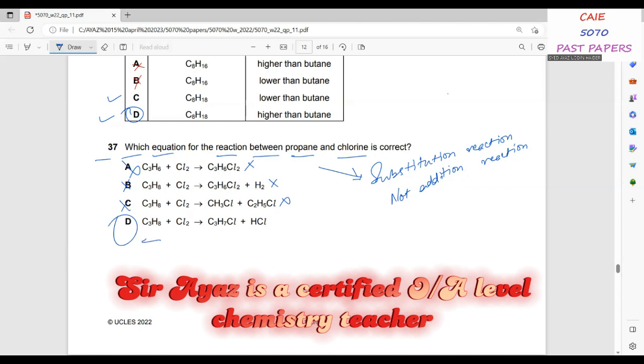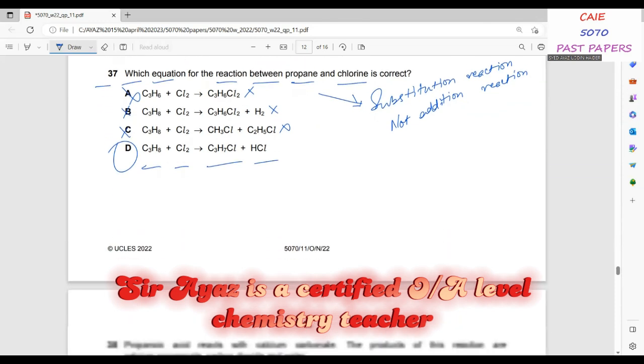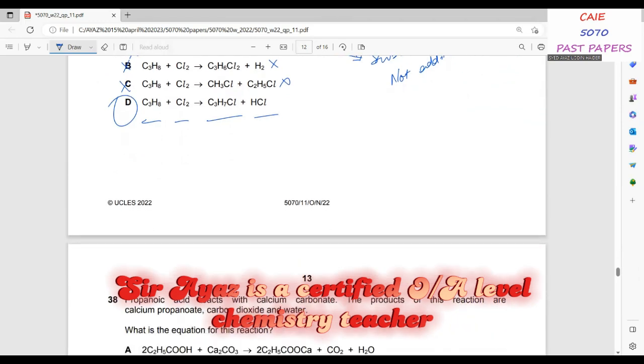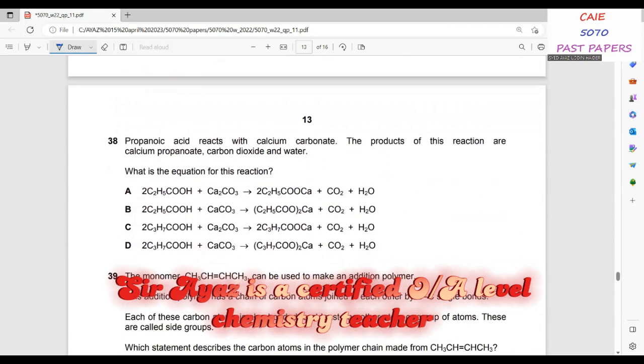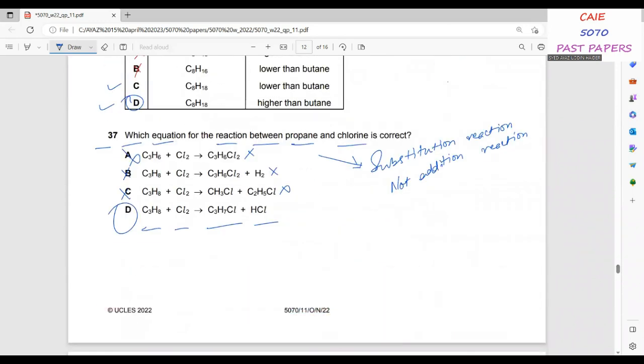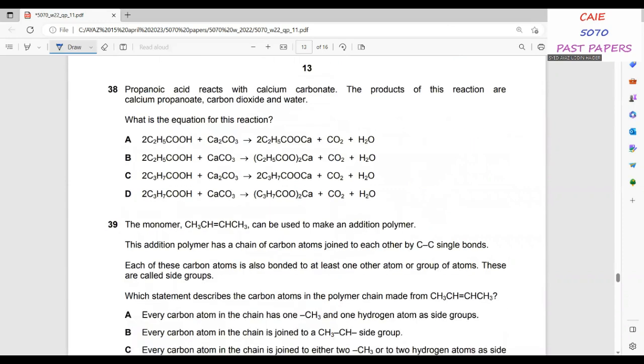C3H8 plus Cl2 gives C3H7Cl plus HCl. For this question, I want to tell you one more thing. This is not propane. This is propene. So the reaction is correct, but it's not a substitution reaction, as it is also not between alkane and chlorine.